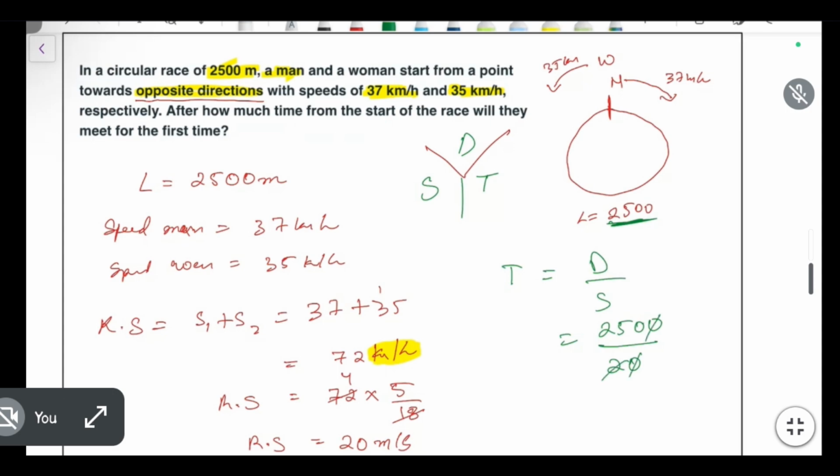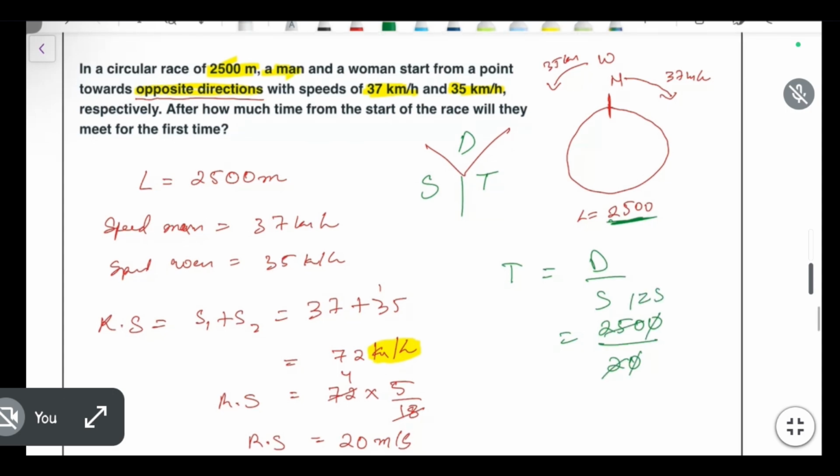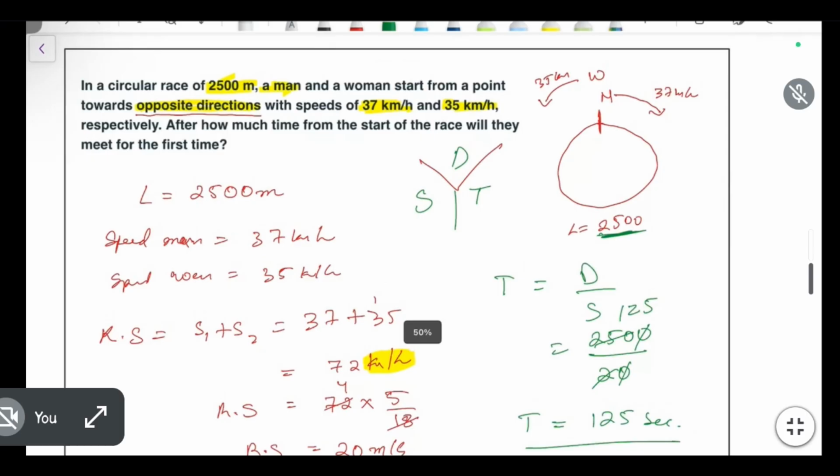20. 0, 0 cancel. 2 ones are 2, 2 twos are 4, 2 fives are 10. That means the time is nothing but 125 seconds. So that's the answer there. Any doubts here regarding this question?